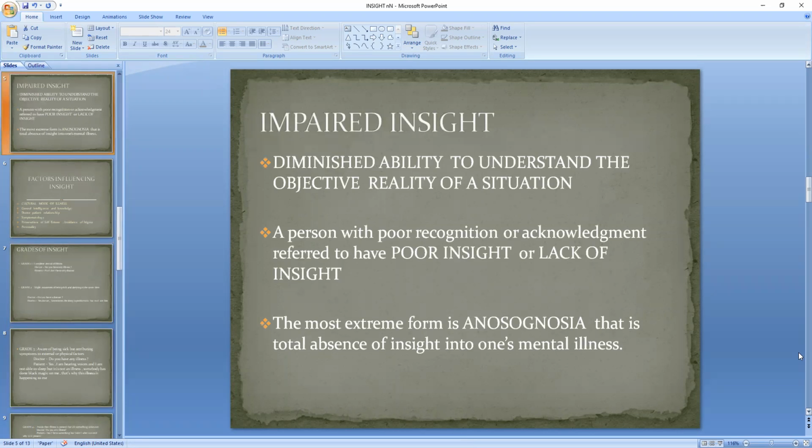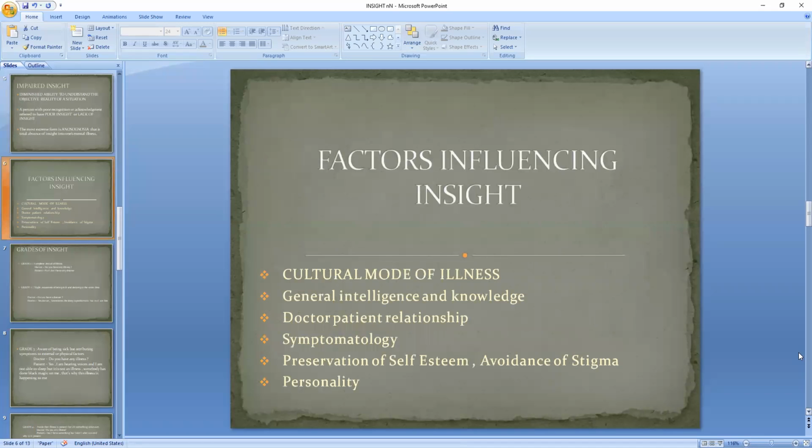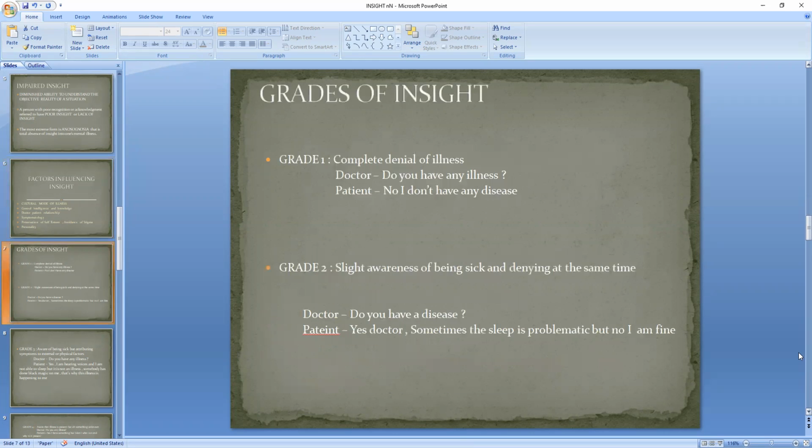What is impaired insight? It is the diminished ability to understand the objective reality of a situation. A person with poor recognition or acknowledgement is said to have poor insight or lack of insight. The most extreme form of impaired insight is anosognosia, the total absence of insight into one's mental illness. What are the factors influencing insight? Cultural model of illness, general intelligence and knowledge, the doctor-patient relationship, the symptomatology, the preservation of self-esteem, avoidance of stigma in society, and the patient's personality.